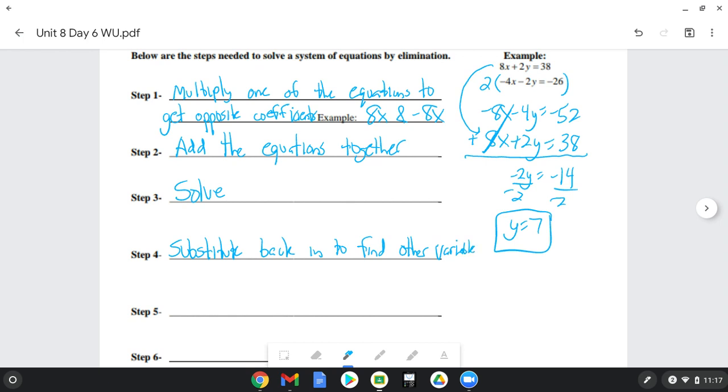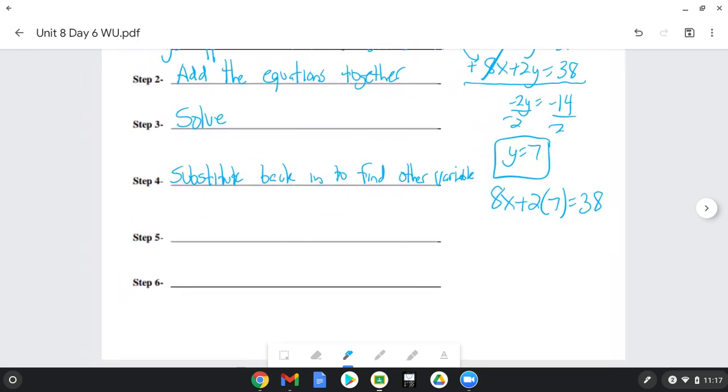So we have y equals 7. So now you get to choose when you substitute. You can choose to substitute this back into the top or the bottom. I'm going to choose the top because there's no negatives up there. So if I choose the top, it'd be 8x plus 2y. And instead of writing y, we're going to substitute the 7 in.